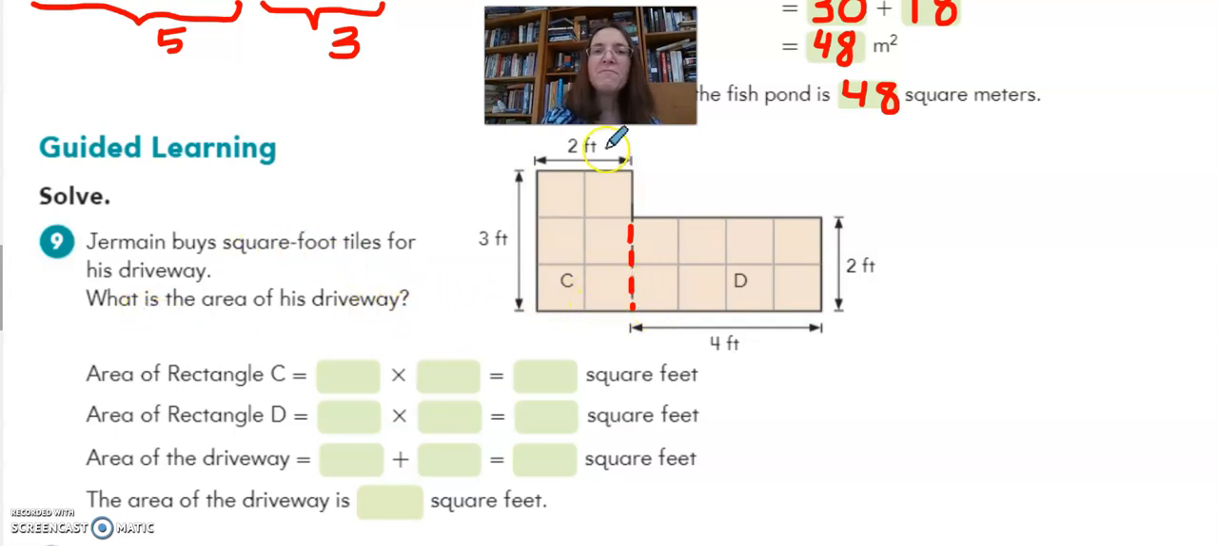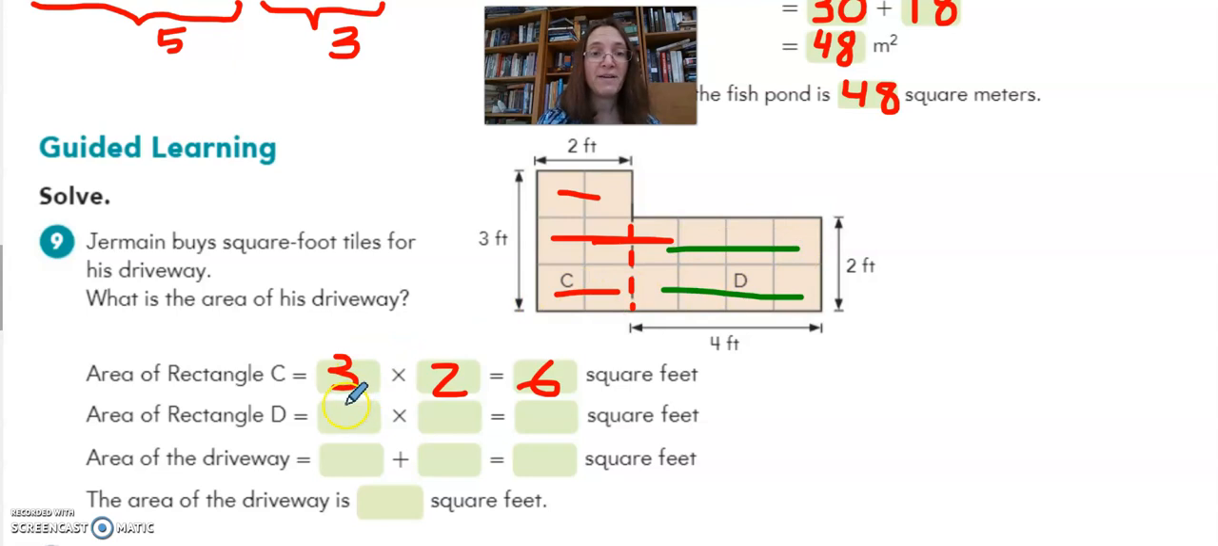Well, the area of rectangle C right here has 3 rows of 2 feet each. So 3 times 2 equals 6 square feet. D has 2 rows of 4 each. So I could put down that 2 times 4 equals 8 square feet.